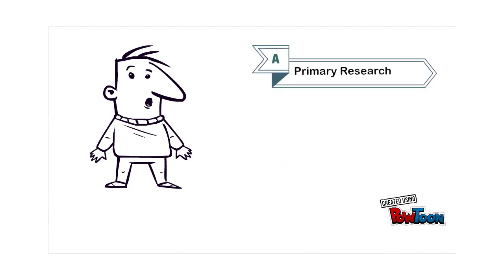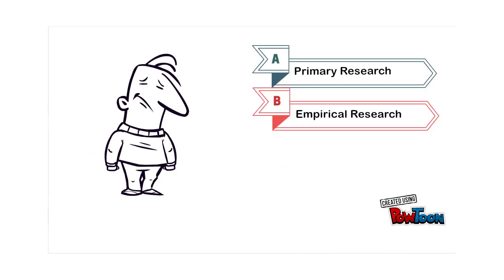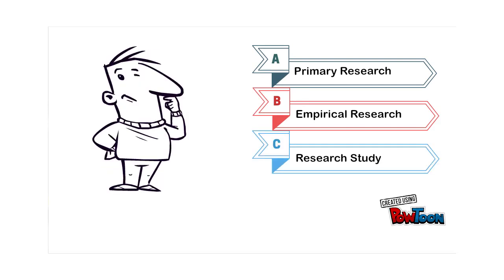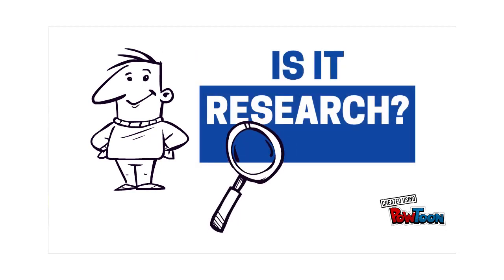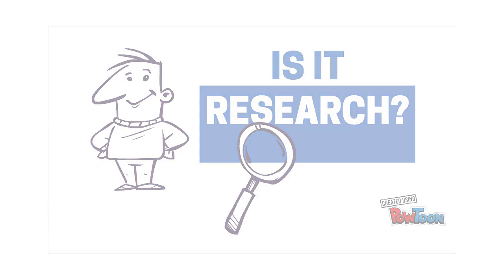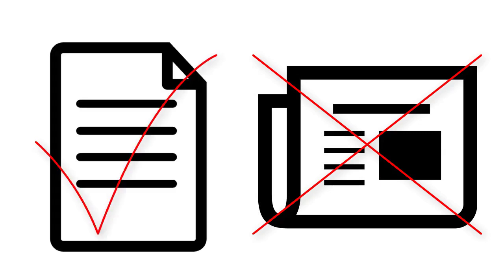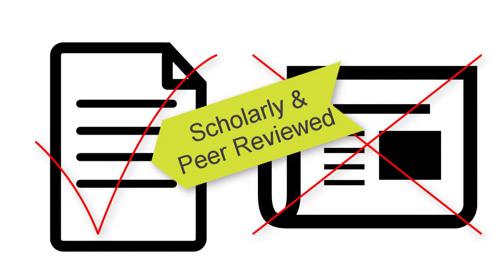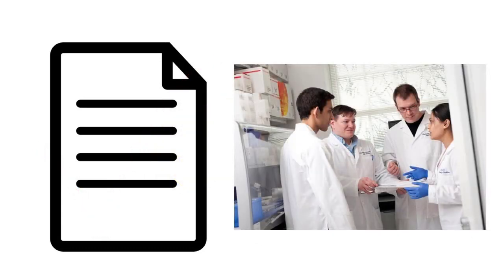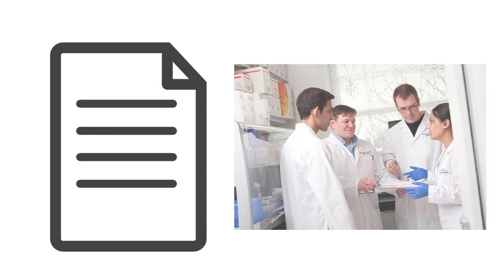Research articles are sometimes called primary research, empirical research, or just a plain research study. But don't worry, there are some clues that tell you whether an article is primary research. You won't find empirical research articles printed in popular magazines or newspapers. Research articles are usually published in scholarly, peer-reviewed journals. They are written by researchers and report the results of a single study or experiment.